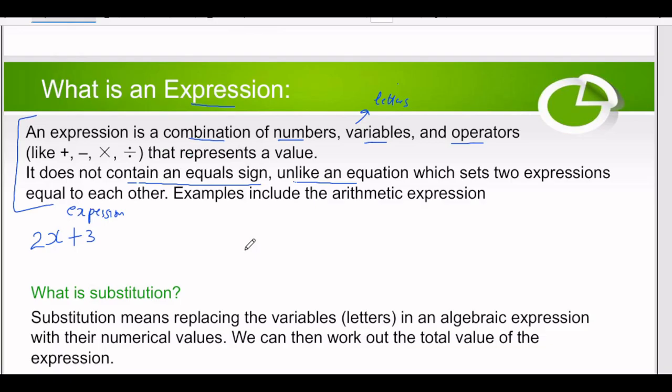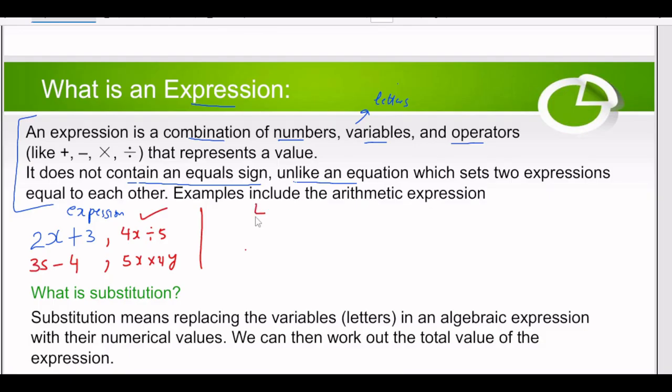Let's say we have 3s plus minus 4, right? Another expression. You may have 4x divided by 5. You may have 5x times 4y, something like this. All these are examples of expressions.